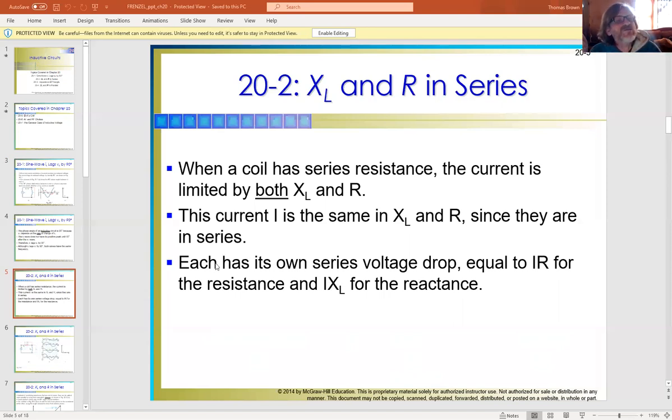And if we were to actually do a purely inductive circuit, then we would have to take into account that each has its own series voltage drop, and that would be equal to IR and IXL for the reactance. So these would be both parts of the phasor diagram, one point being on the 0 line and this one going off on the 90-degree line.